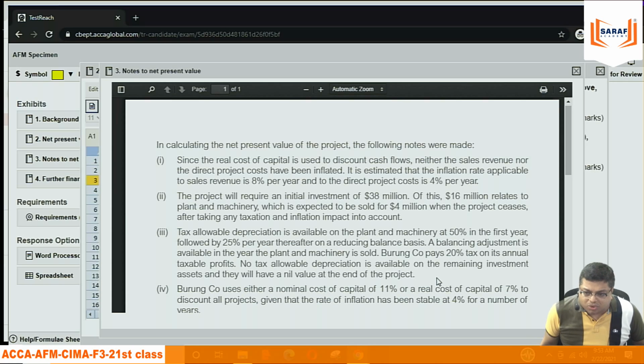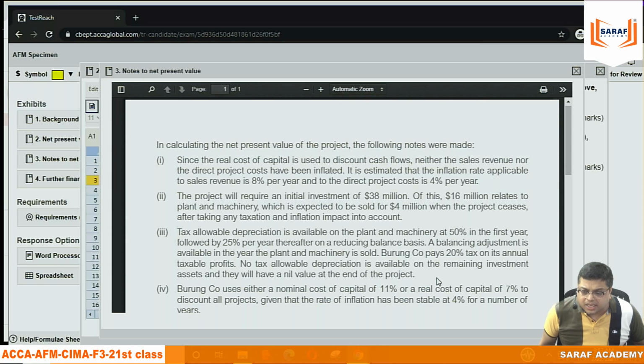Maybe in the salvage value they have considered tax and all that, but the depreciation they have not shown in the cash flow. The tax allowable depreciation is available on the plant and machinery at 50% in the first year, followed by 25% per year thereafter on a reducing balance. A balancing adjustment is available in the year the plant and machinery is sold. B company pays 20% tax on its annual taxable profit.